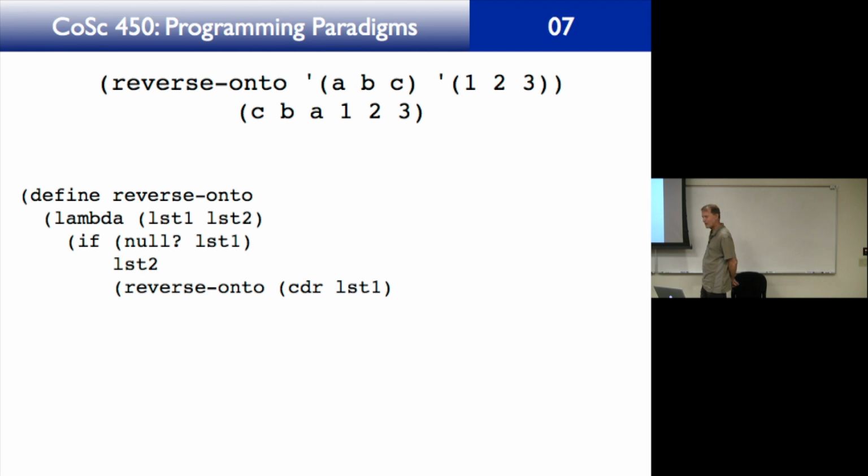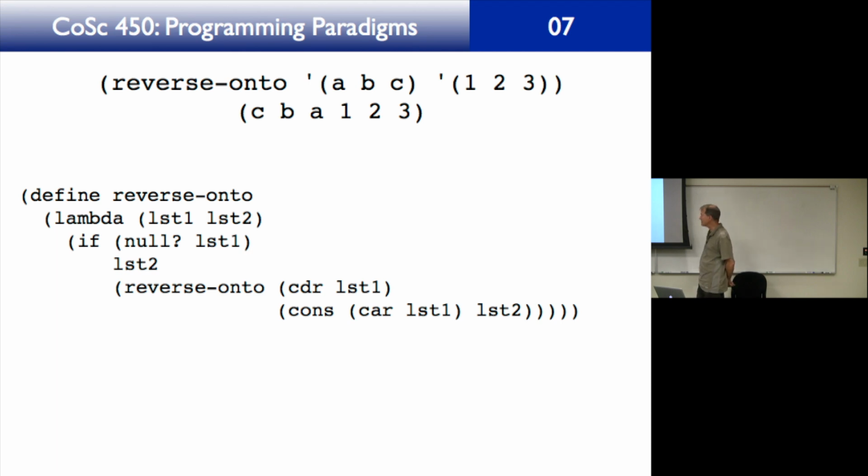The cons of the car of the list 1, equals two, with list 2. So the cons of the car of list 1 with list 2. Good. Now that's the helper.